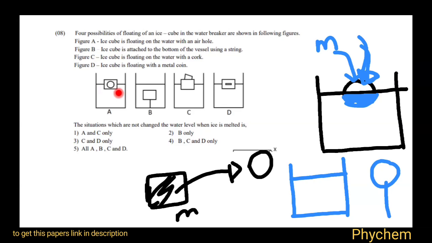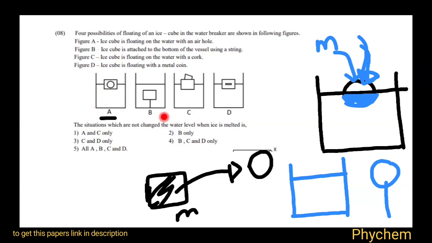So you can conclude that for A, even if there's a bubble hole, that does not matter, because initially we don't need to displace the water for the bubble hole. We only need to displace the water for the available ice only. So after it's melted, the water level will not change in A.